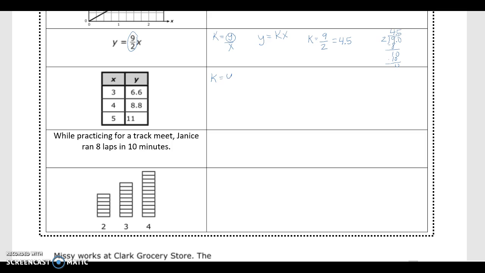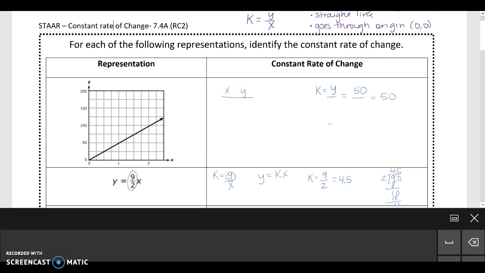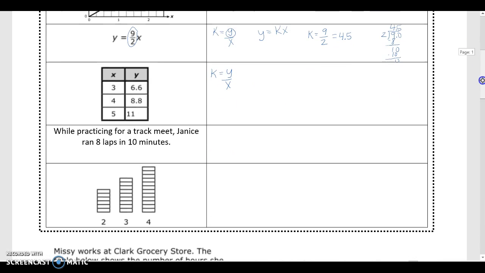Okay, so K equals Y over X. So I can choose any pair. I would choose to go with 5 and 11 because I don't like working with decimals. So my Y value is 11, and that's going to go on top. The X value that goes with it is 5. So top in, bottom out to simplify. 2 times 5 is 10, subtract 10, 0.2. So K equals 2.2.